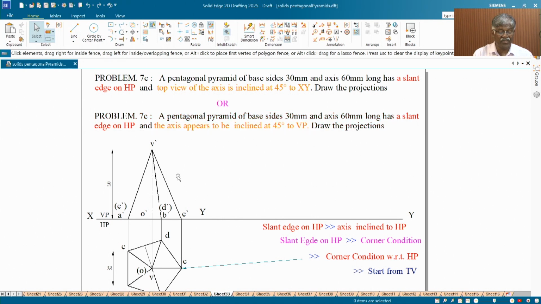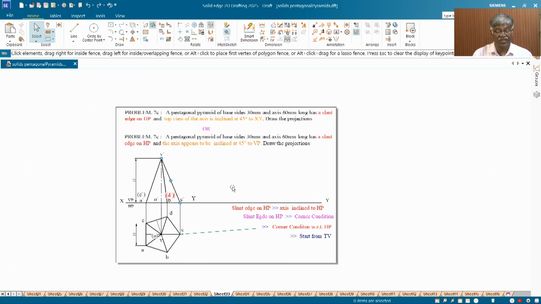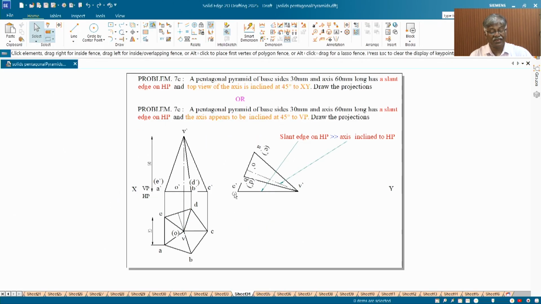So, what you do is the same initial position, because slant edge always refers to the corner condition. Slant face means it is the edge condition. I will show you that also. Now, the corner condition you draw, you know how to draw the top and front views. Then you completely rest this figure such that C dash V dash is on the XY line, that is on HP. Whatever you do here, that is for HP. C dash V dash on the XY line means the actual CV, the slant edge, is on HP. Now, you project it and get the top view.